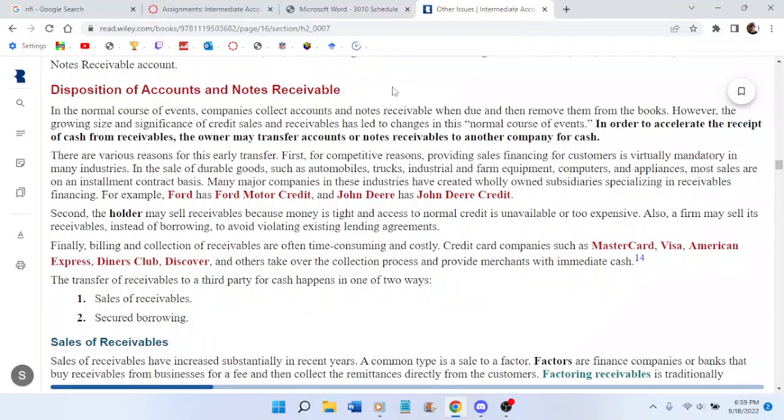In order to accelerate the receipt of cash from receivables, the owner may transfer accounts or notes receivables to another company for cash.